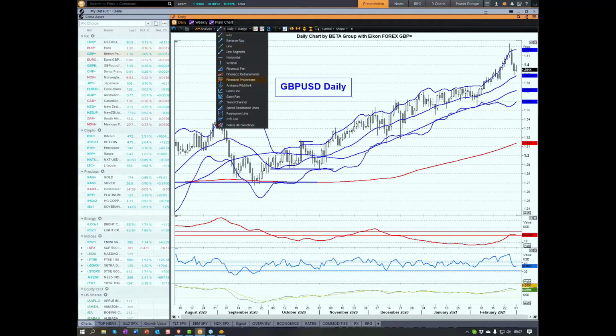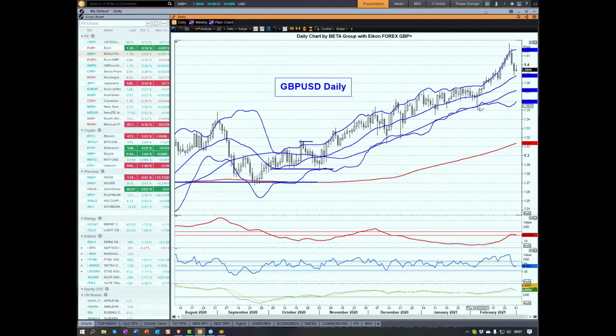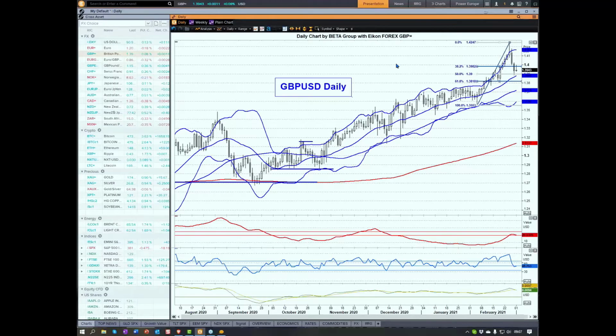Let's just measure it. I'm going to measure this latest move from here to here. Yes, it's at 50% of it. So if it was going to stop, this would be quite a good place for it to stop. It's too early to say. I'm watching the RSI very closely.